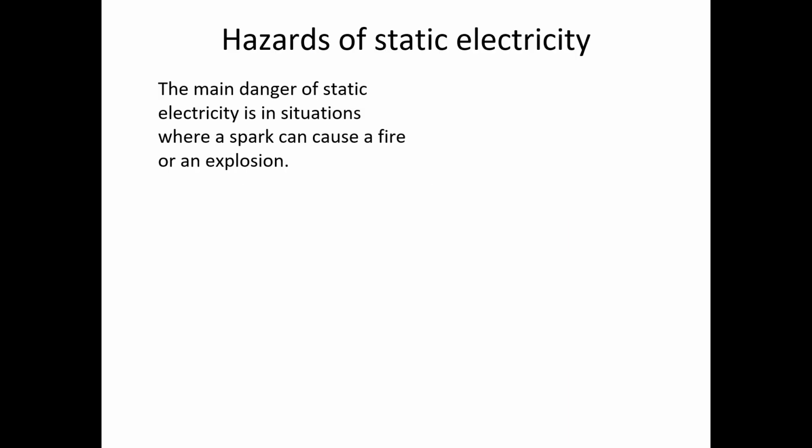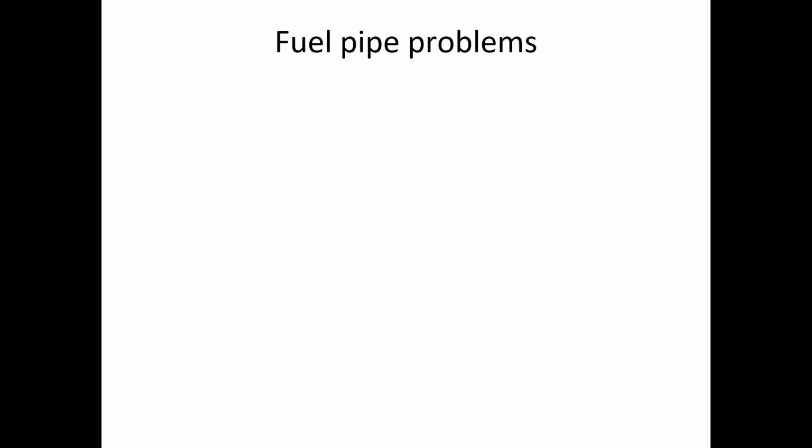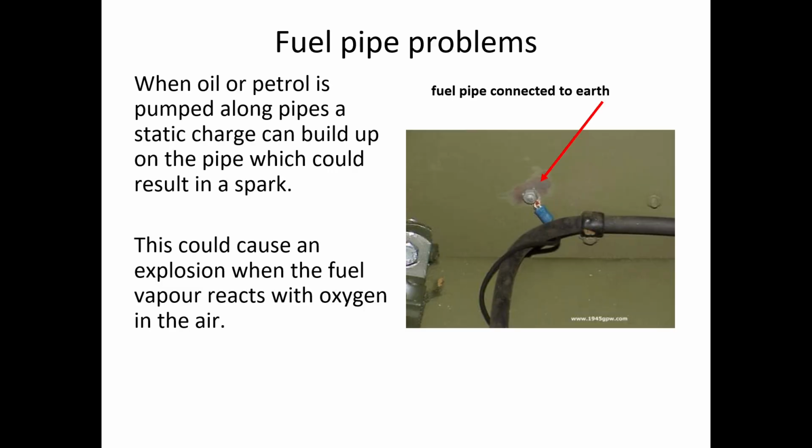Now the hazards. The main word you want to use when we talk about hazards of static electricity is the word spark. You could have a spark caused, and that could lead to a fire or an explosion. You've got an example there from 2005. The Buncefield oil depot explosion was thought to have been caused by a spark, for example. So try and use that word spark, and then maybe lead into a fire or an explosion. An example could be fuel pipes, but generally safety is a paramount concern, and we use earthing.